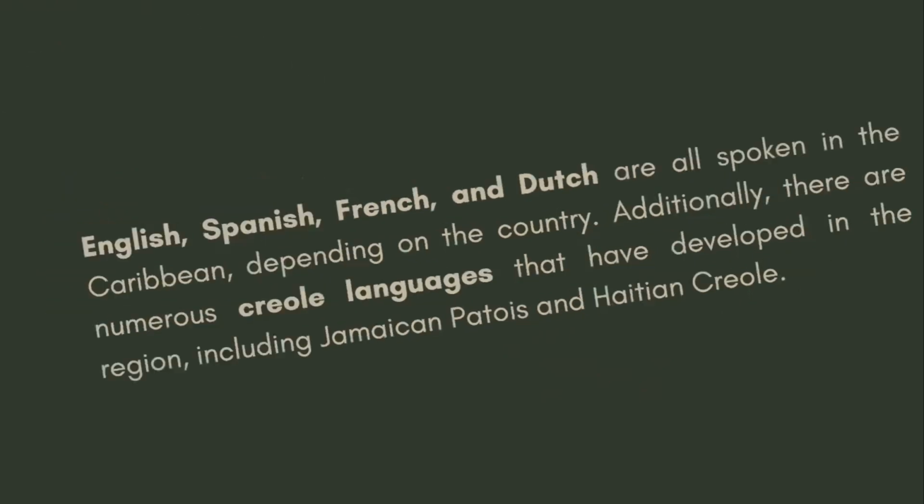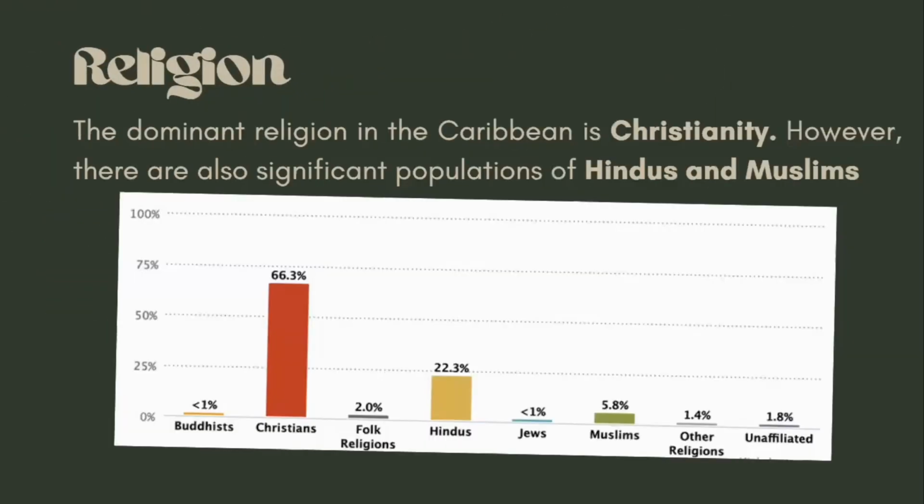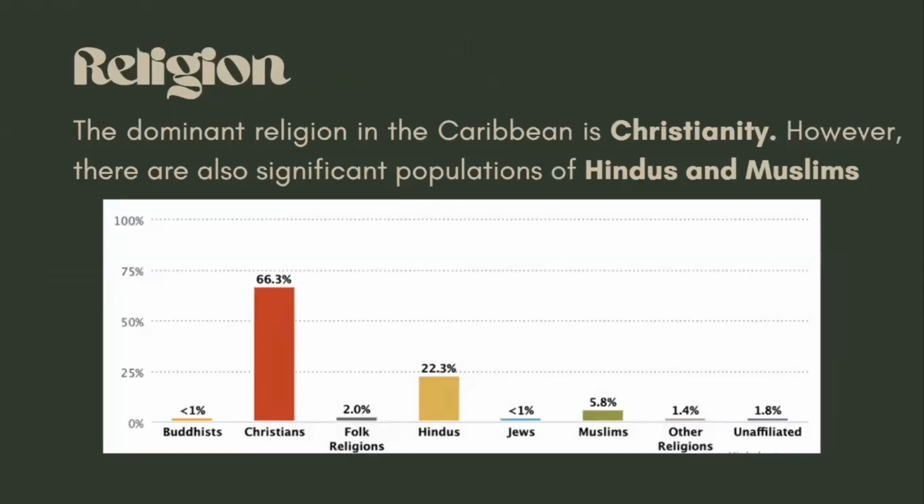Now let's move on to its religion. So the dominant religion in the Caribbean is Christianity, with Roman Catholicism and various Protestant denominations being the most commonly practiced. However, there are also significant populations of Hindus and Muslims, particularly in countries such as Trinidad and Tobago and Guyana.